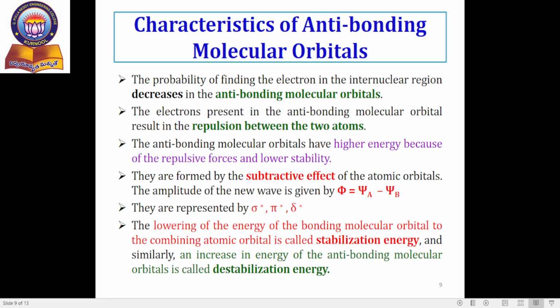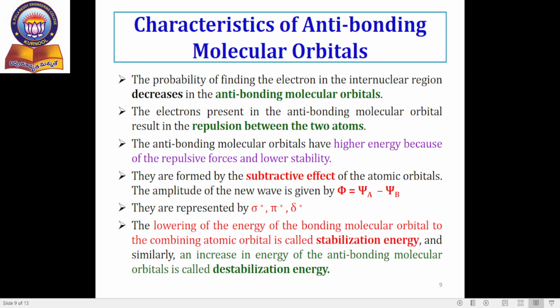The probability of finding the electron in the internuclear region decreases in the anti-bonding molecular orbitals. The electrons present in the anti-bonding molecular orbital result in the repulsion between the two atoms. The anti-bonding molecular orbitals have higher energy because of the repulsive forces and lower stability. They are formed by the subtractive effect of the atomic orbitals. The amplitude of the new wave is given by psi A minus psi B. They are represented by sigma star, pi star and delta star.